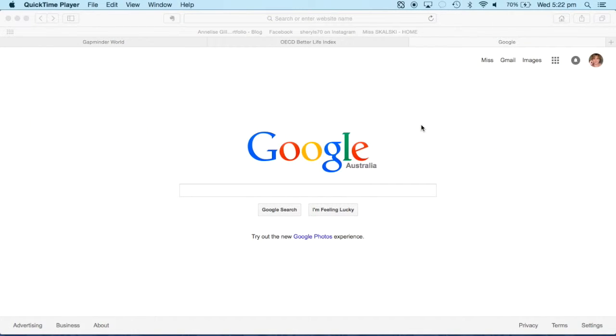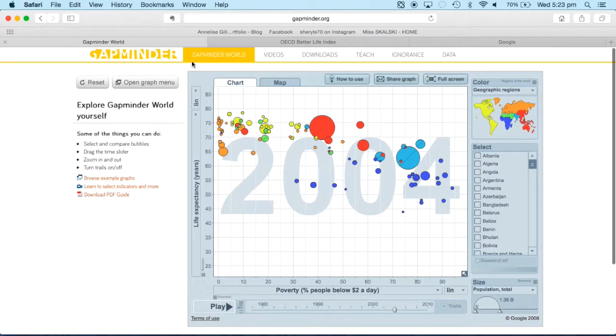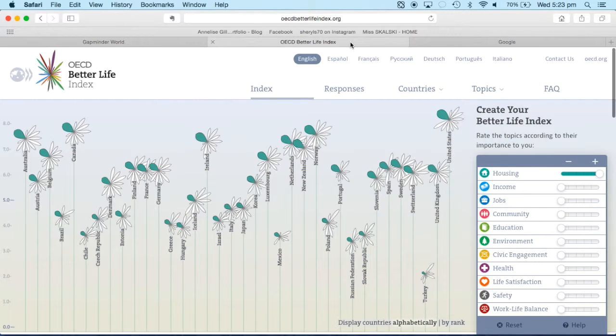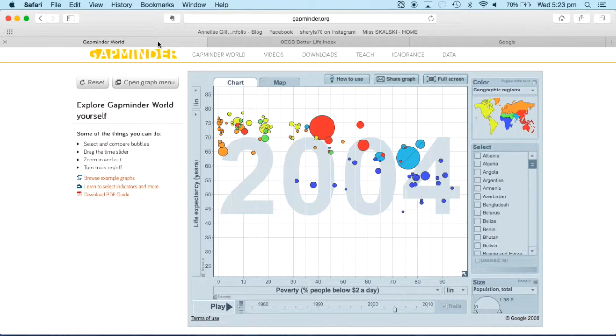Okay, so what I'm going to do is walk you through some of the ways that you can find the information that you need in order to complete this assignment. As you can see, I've already got a couple of tabs open. I've got the Gapminder World Graph, which is gapminder.org, and I have the OECD Better Life Index. These are probably going to be the best ones as far as finding statistical information that you're going to need for this assignment.